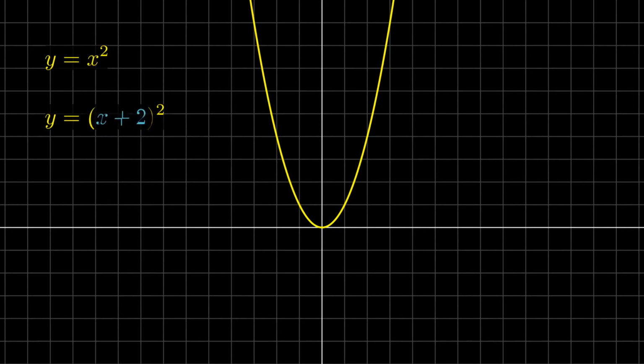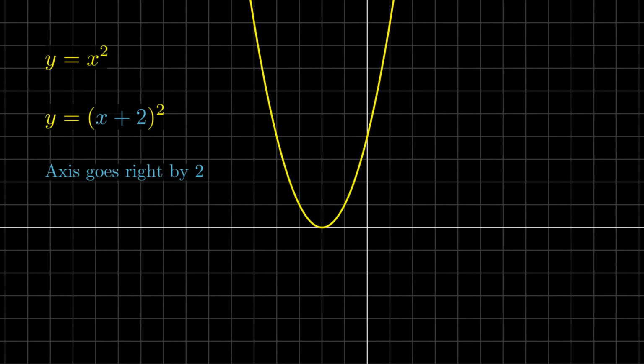Then what has happened? Well, x has changed into x plus 2. And when we change the whole meaning of x itself, the effect of that isn't to move the parabola. Again, nothing's happened to it, but it moves the entire universe the parabola lives in. And so that means to move the axis right by 2. And so it looks something a bit like this.